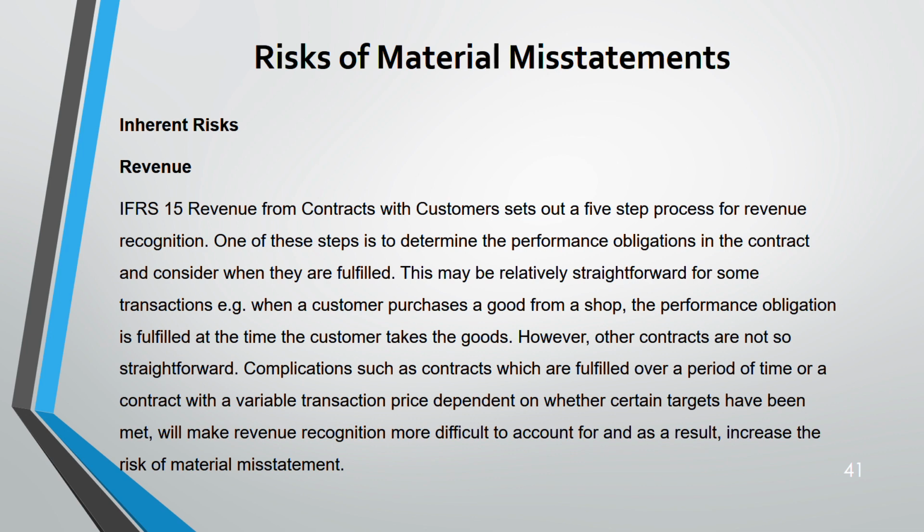But some contracts are not straightforward. Especially when it's a contract to fulfill something over a long period of time, or the contract has variable consideration, a variable transaction price. For example, if certain targets are met, this much will be the transaction price for the contract. In this case, revenue recognition becomes a bit difficult because you don't know whether certain targets will be met or not. You have to wait for the future. Today, you cannot recognize revenue.